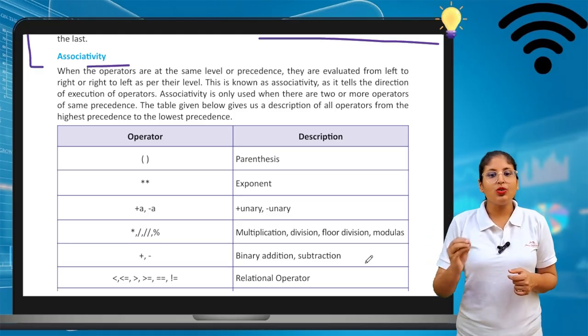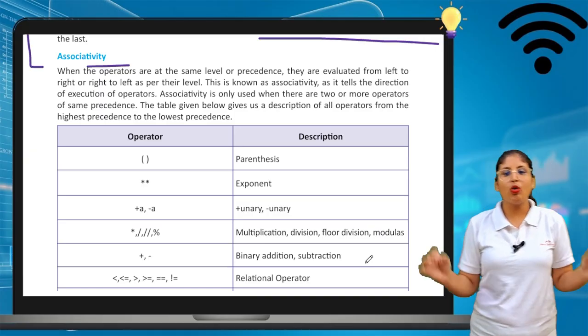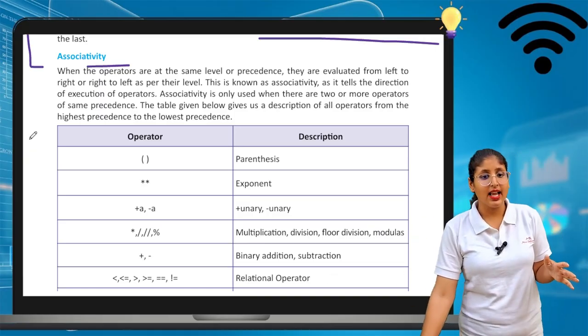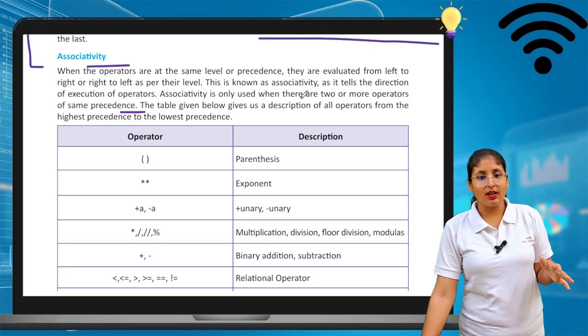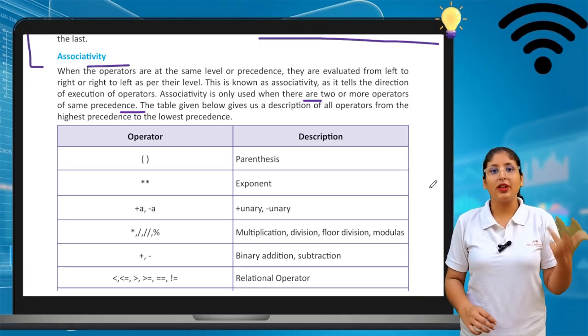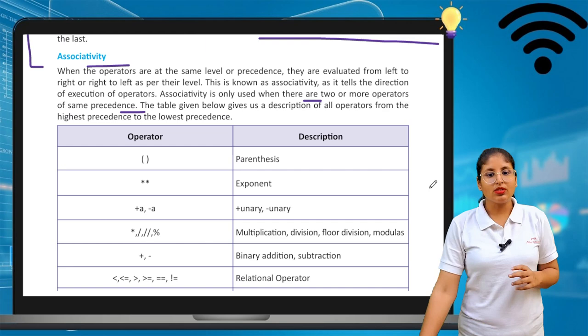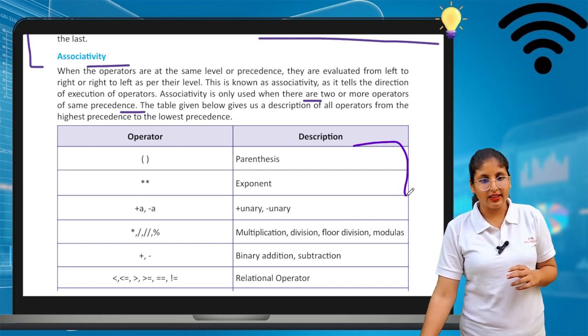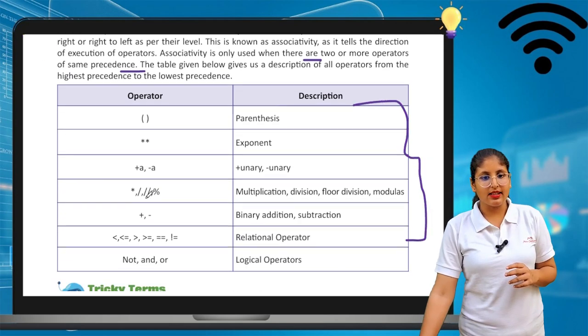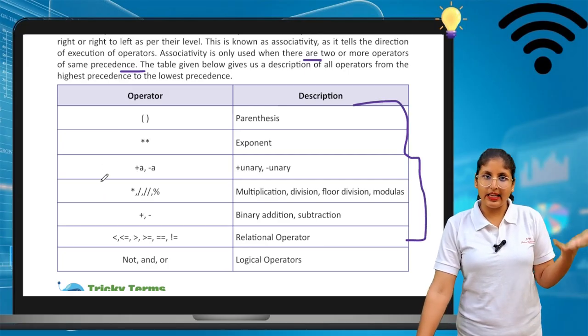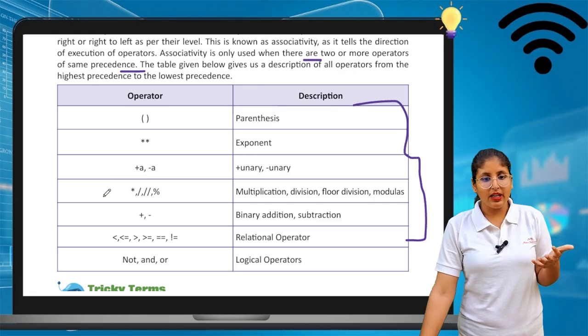Associativity is only used when there are two or more operators of the same precedence. Then only can we use this term associativity. Given below are some expressions of it. Like this is the parentheses, this is the exponent, this is the unary negative and positive. This is multiplication, division, floor division and modulus.